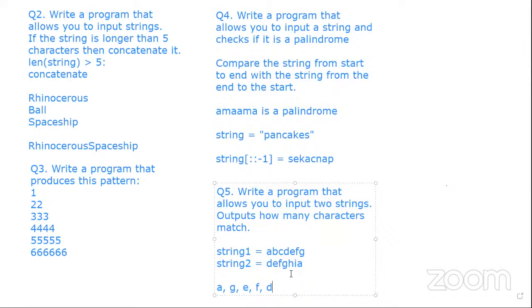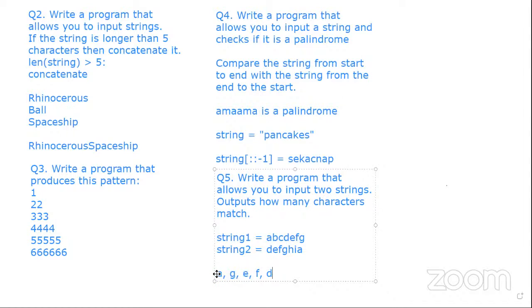Okay. So basically, we found that 5 of those characters match. And so there are 5 characters that match, it will output 5. Okay, that's going to be the output, 5 characters matched, because A is in both, G is in both, E is in both, F is in both, and D is in both. So there are 5 characters that are in both, so they match. And so the output will be 5. That is question 5.